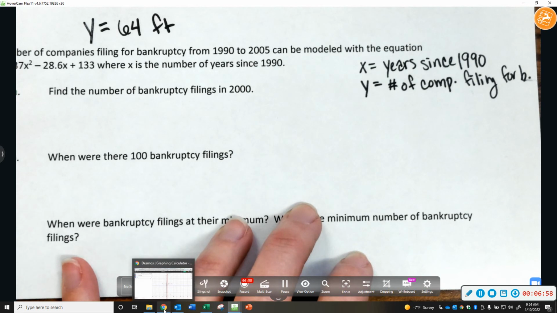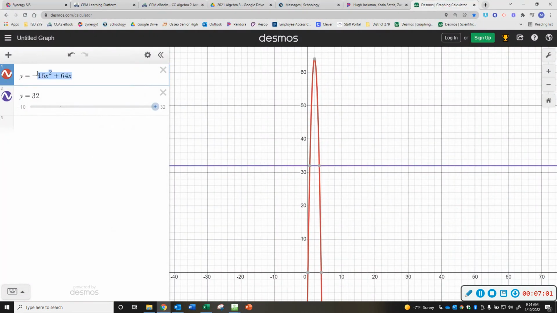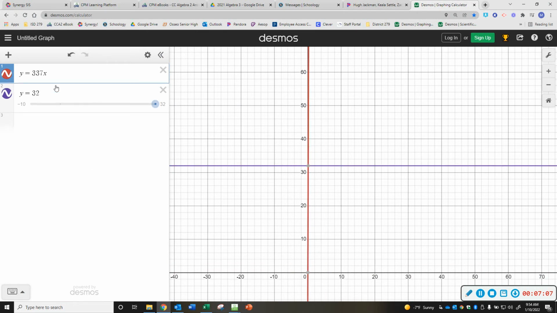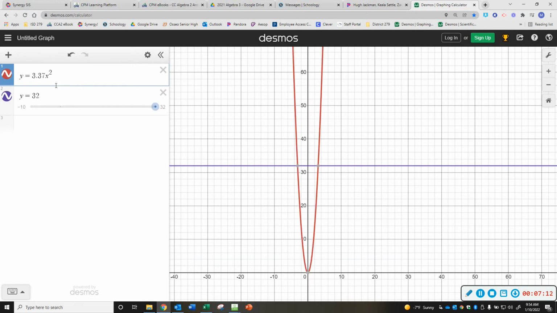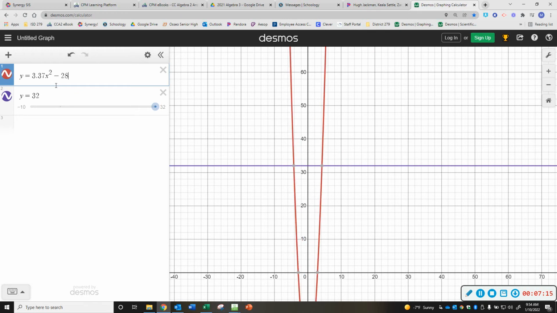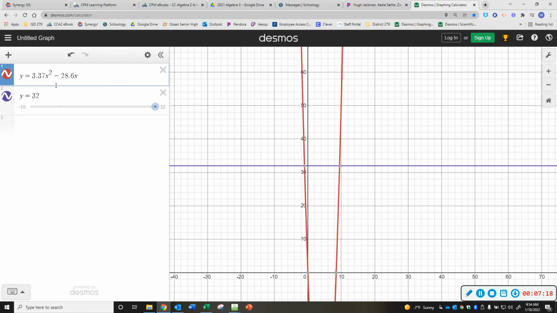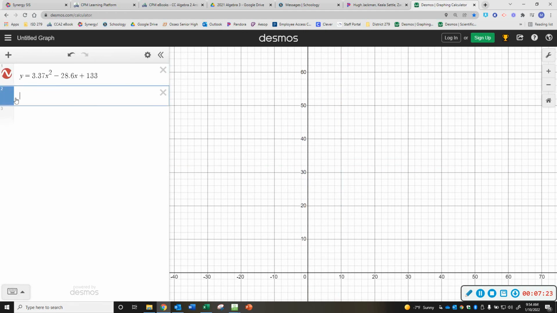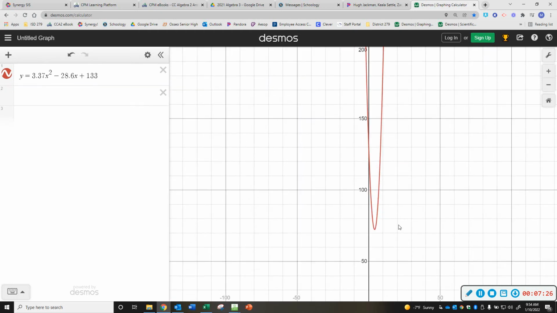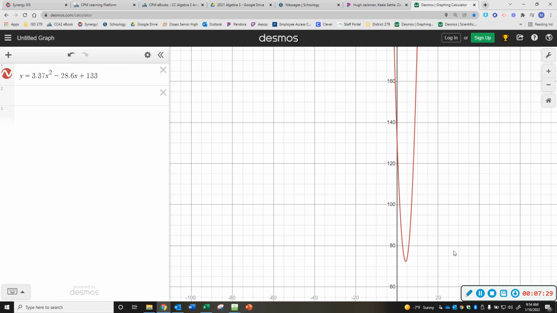Okay, so now I need to plug this number in right here. So 3.37x to the power of 2 minus 28.6x plus 133. Okay. So there is my parabola way up there. Find the number of bankruptcy filings in 2000.